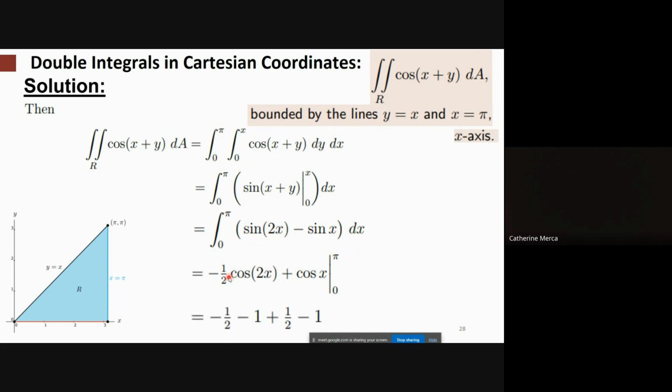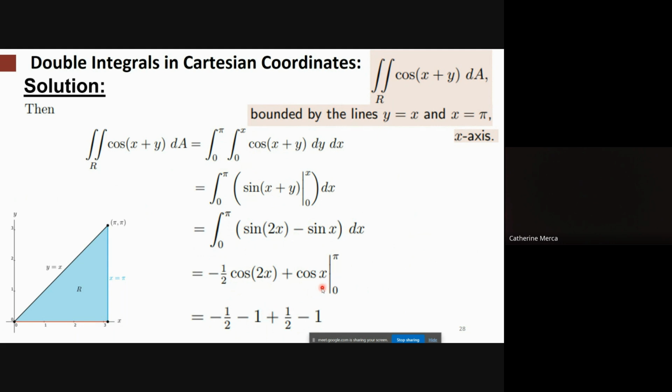That should give us negative 1 half cosine of 2 times pi. What's cosine of 2 pi? Cosine of 2 pi is 1. So negative times 1, so minus 1 half.